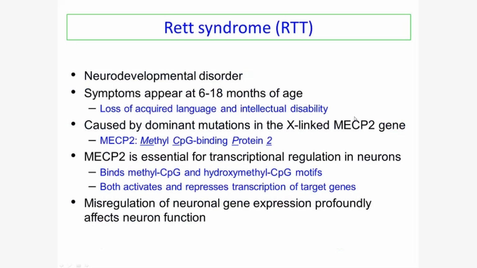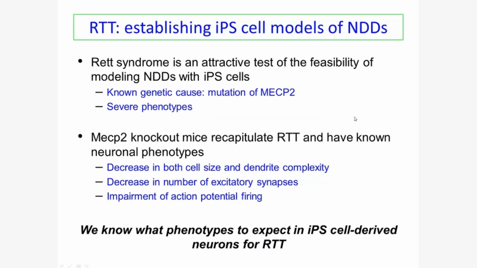MECP2 is a very well-studied nuclear protein, but exactly what it does in neurons is still not very well understood. What we do know is that MECP2 is able to bind both methyl CpG and hydroxymethyl CpG motifs present in DNA, and when recruited to chromatin, it's able to both activate and repress the expression of its target genes. And although we are still learning more and more about which genes MECP2 actually targets, what we do know is that global misregulation of neuronal gene expression that results from a loss of MECP2 profoundly alters neuronal function.